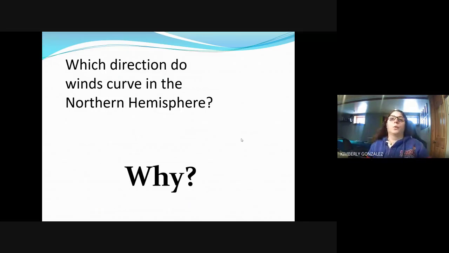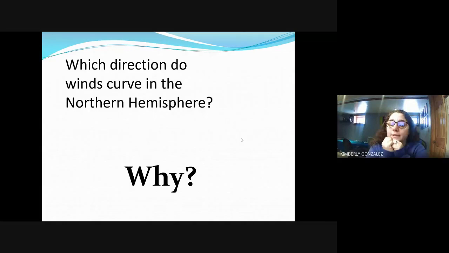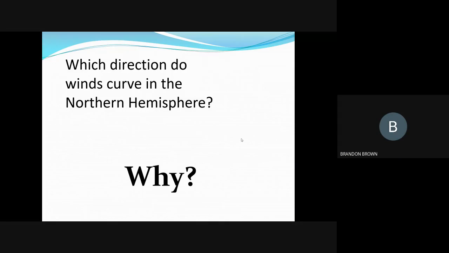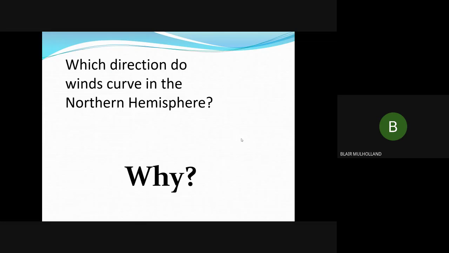So here's a throwback question. Which direction do winds curve in the northern hemisphere? I believe it's to the right. Agree or disagree? Agree. He's right. I think it's to the right. I agree. You're all correct.